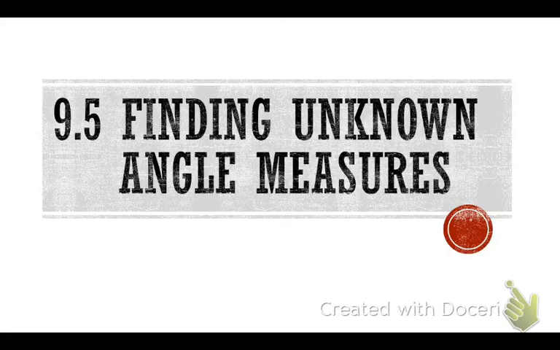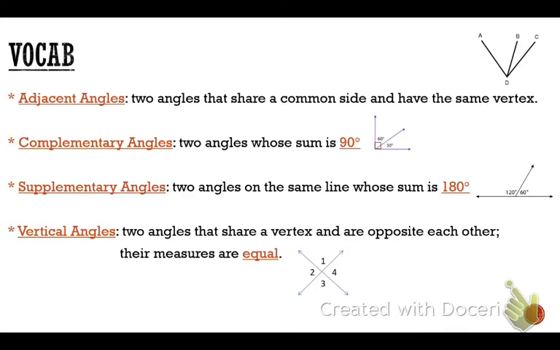Looking at your notes for today, we are going to talk about different angle measures. This is the final lesson that we have in Chapter 9 about finding unknown angle measures. If you would, please take out your red pen, and I want you to fill in this slide about some of the vocab words that we're going to be using today.